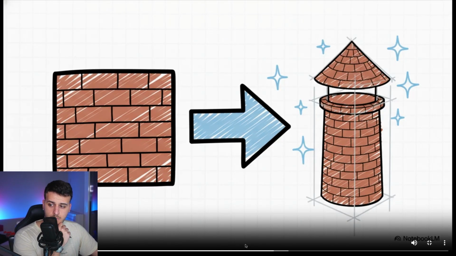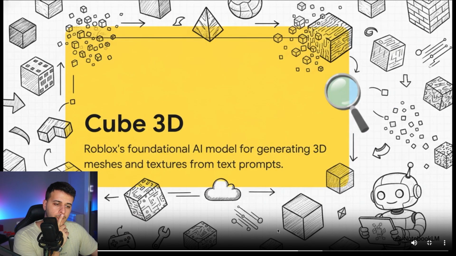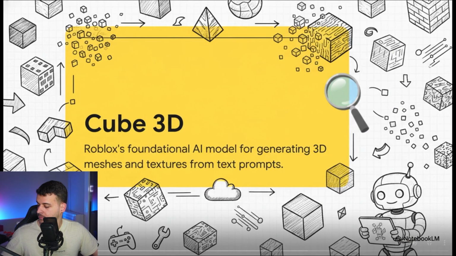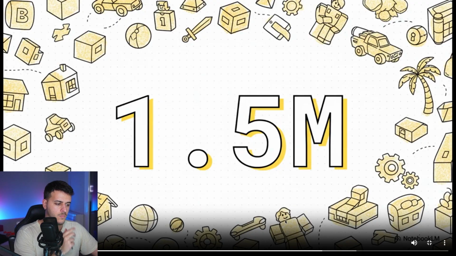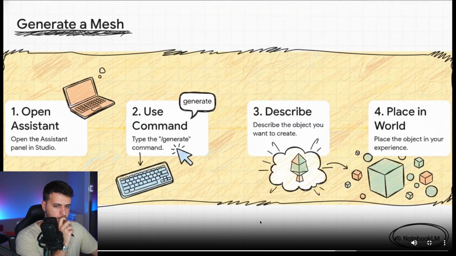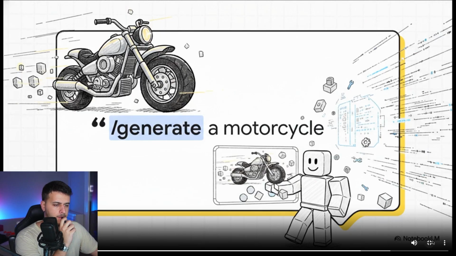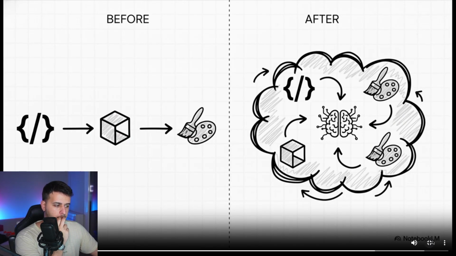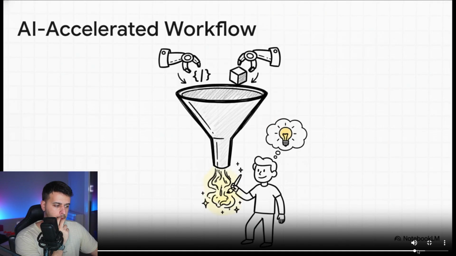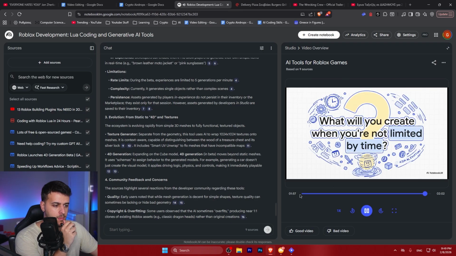But check this out. It goes way beyond textures. Now we're talking full 3D models. This is all thanks to something called Cube 3D, a huge new AI from Roblox. And get this, they trained it on 1.5 million 3D assets. Making a new model is as easy as typing /generate into the assistant. So you need a motorcycle for your game? Boom. You can generate one in seconds. So what's the big picture here? These tools are totally changing how games get made. You can focus on your idea and the final creative touches. So when time isn't the biggest problem anymore.